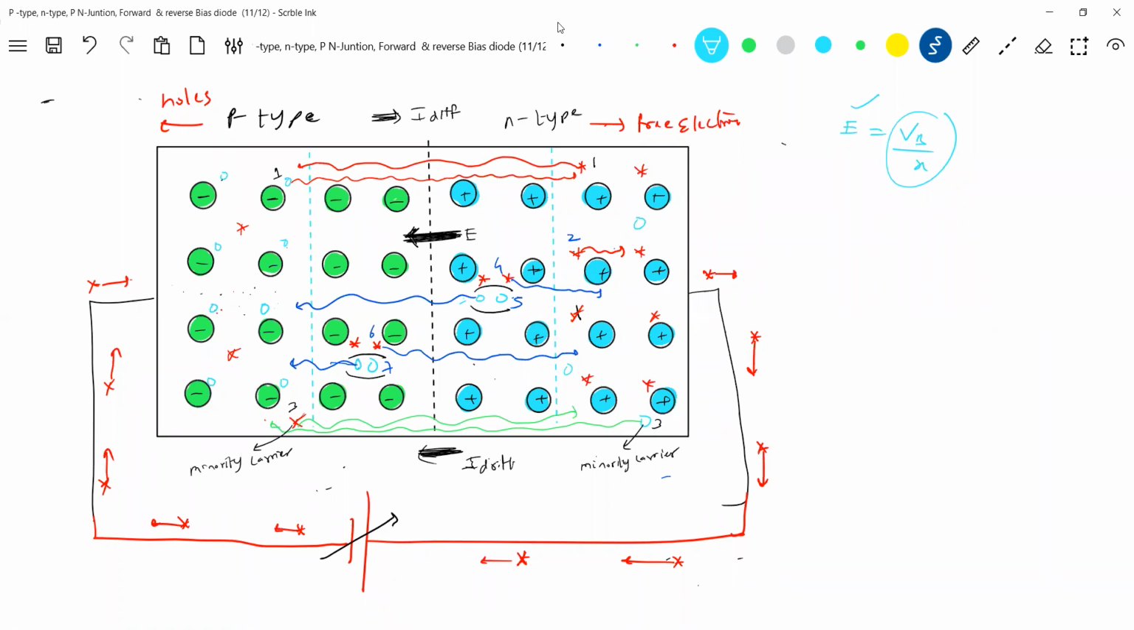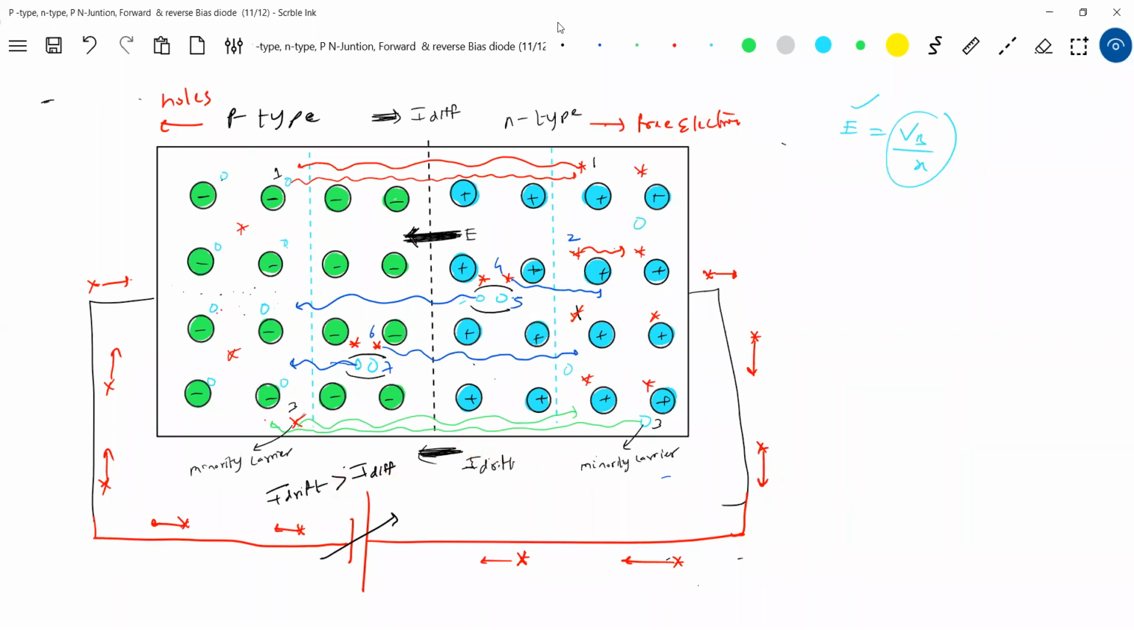Tell me which will be greater now. If I go and check it now, the I drift will be greater than I diffusion. Are you able to see the red color line and the green and the violet color line? I'm only showing two lines here. What about here? 1, 2, 3, 4, 5, 6. Definitely which current will be more? The drift current will be more than the diffusion current. And this is called a reverse current.